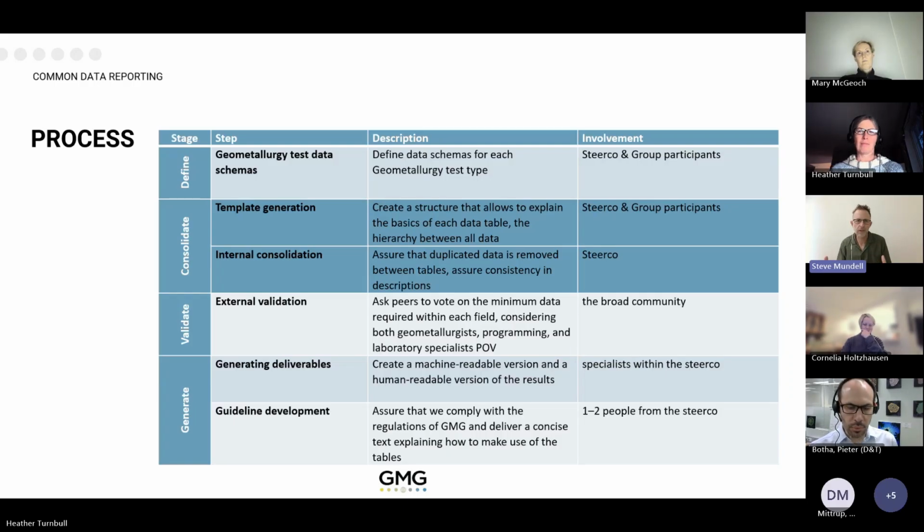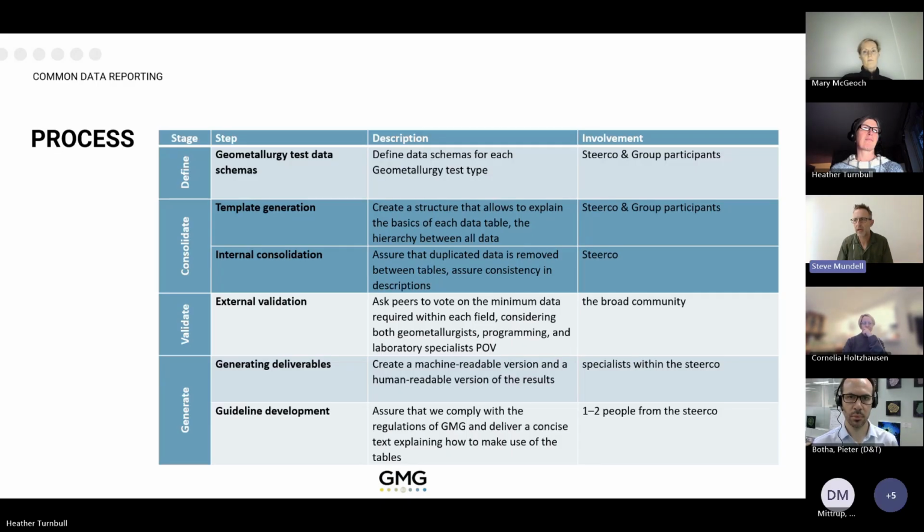Through that divergent, or defining, stage of this process, we worked to understand what common terminology is used across the different tests, and then looked at specific categories of tests like comminution, leaching, flotation, and mineralogy, understanding what the common tests are, what data is transferred, and what the rules and relationships are amongst the data. As you can imagine, there's quite a breadth of data being collected there, and learnings from that.